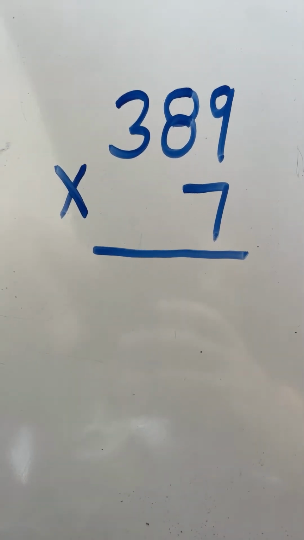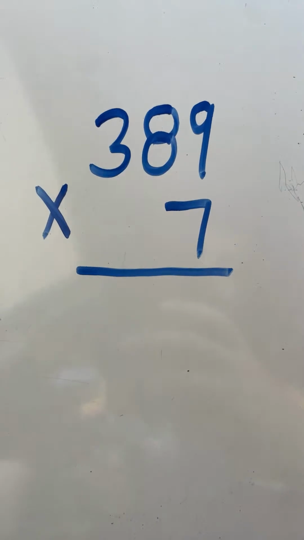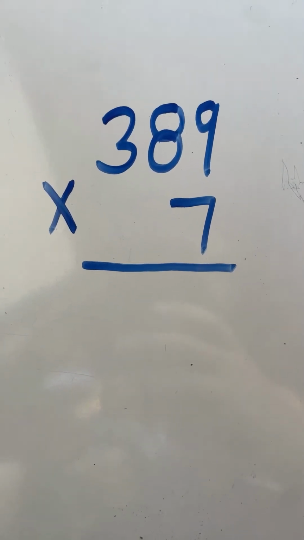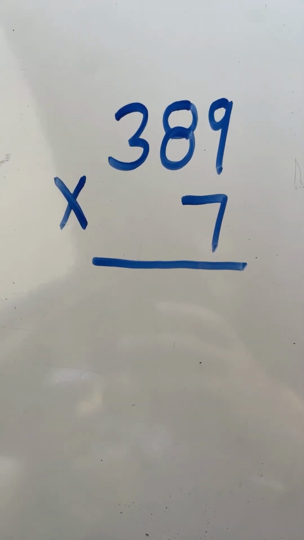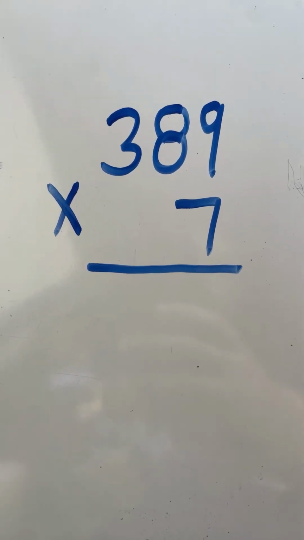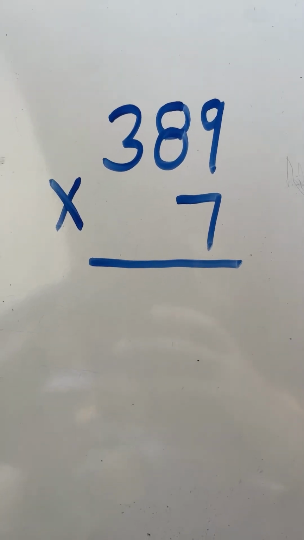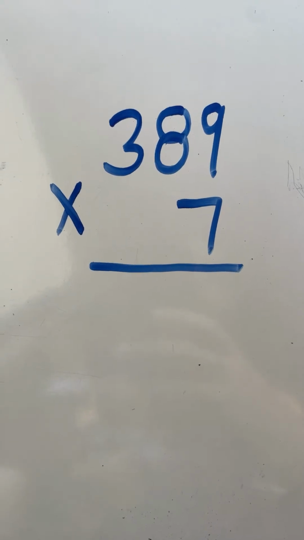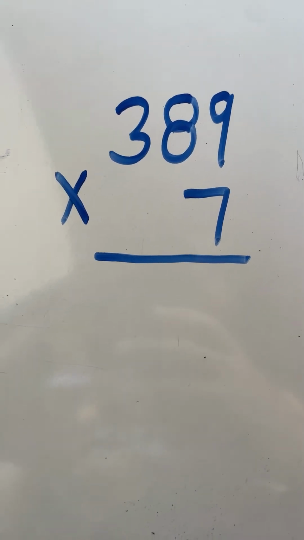So this live stream is going to be a review of 3-digit by 1-digit multiplication. 389 times 7 is our first example problem. I'm going to go through step by step how to solve that problem.